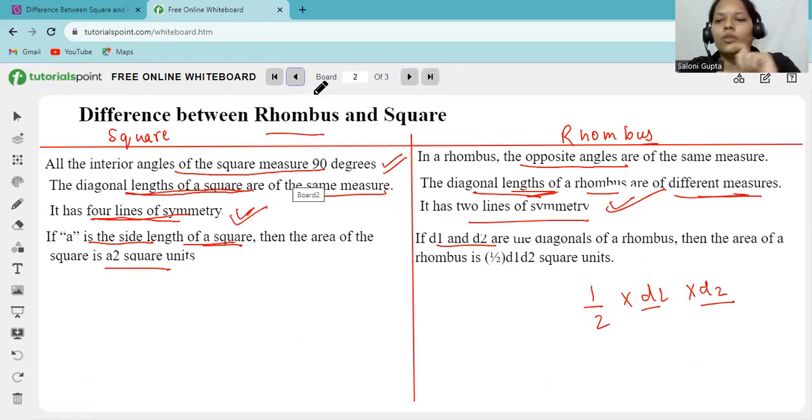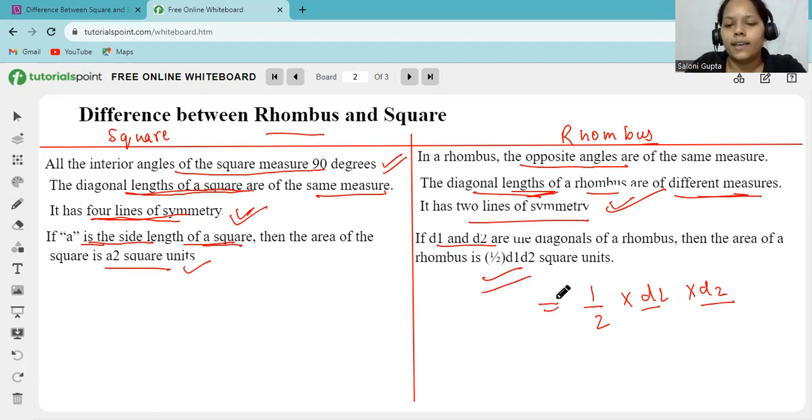Then we discussed the difference between the rhombus and square. Right, so we see that all the interior angles of a square were 90 degrees, but in case of rhombus, only opposite angles were equal. Then diagonal lengths of a square were equal, but in case of the rhombus, they were not equal. Then the square was having 4 lines of symmetry, but in case of the rhombus, there are only 2 lines of symmetry. Then if a was the side length of a square, the area of a square is a square units, and the area of a rhombus is 1 upon 2 into d1 into d2, that is diagonal 1 into diagonal 2.